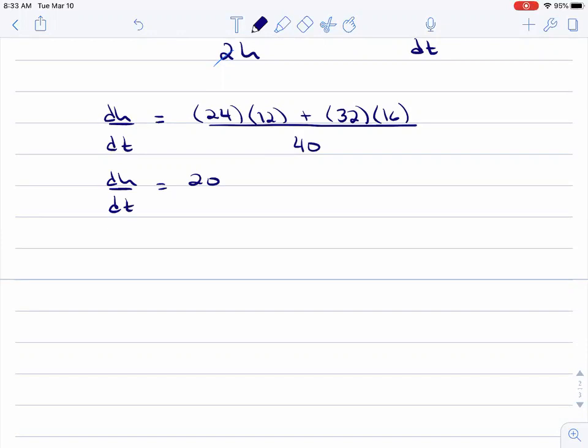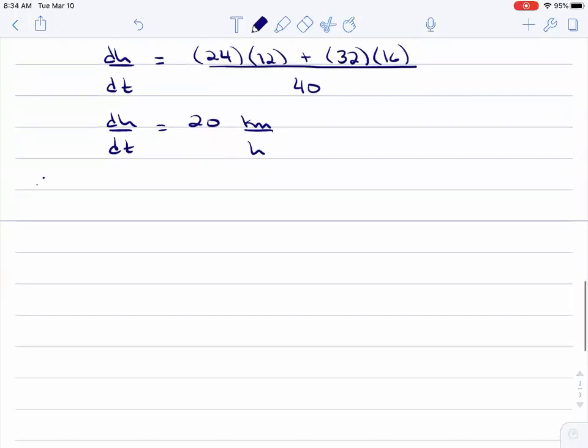Kilometers per hour, because it's a rate of change. So kilometers per hour, mostly because all the other ones have been in kilometers per hour, but also if we worked out the units in dh/dt, we would get kilometers per hour.